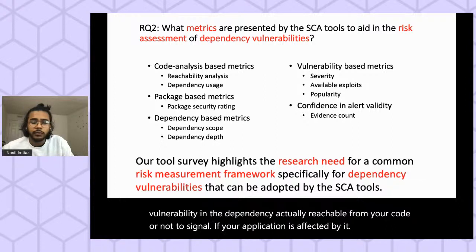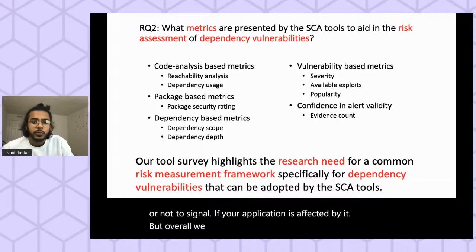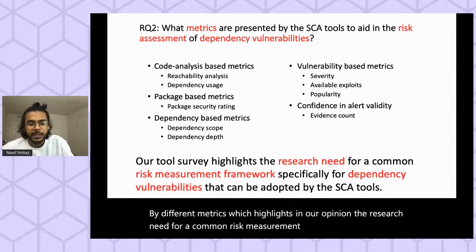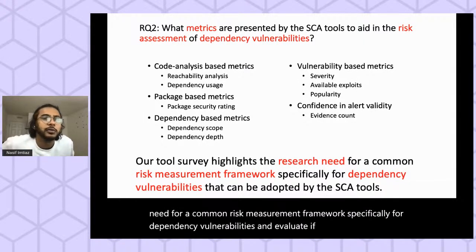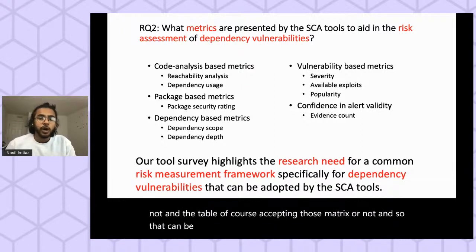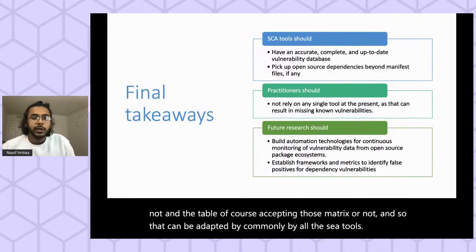But overall, we found different tools do different things and provide different metrics, which highlights, in our opinion, the research need for a common risk measurement framework specifically for dependency vulnerabilities, to evaluate if those metrics are good or not, and whether developers accept those metrics or not, so that it can be adopted commonly by all the SCA tools.